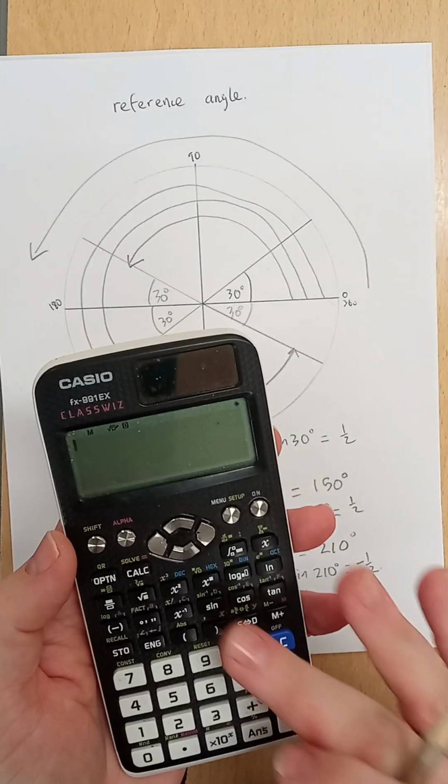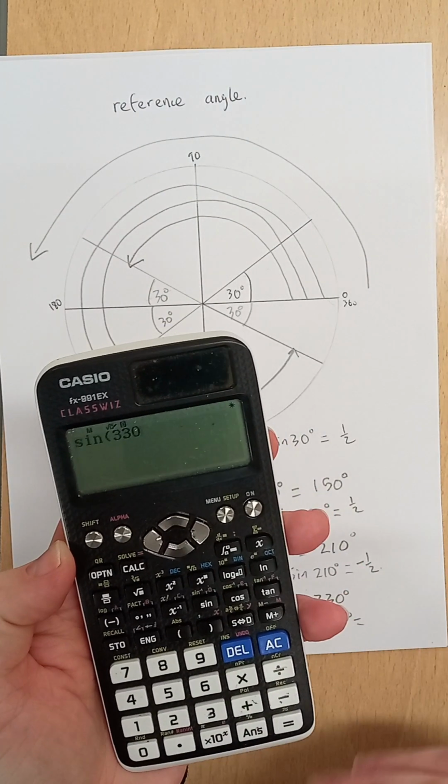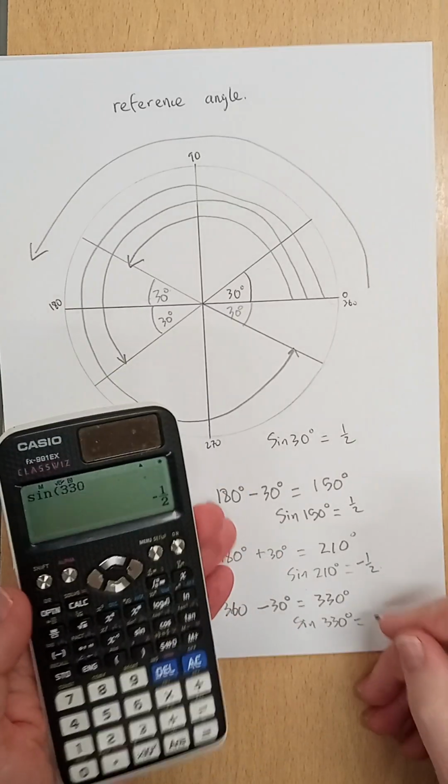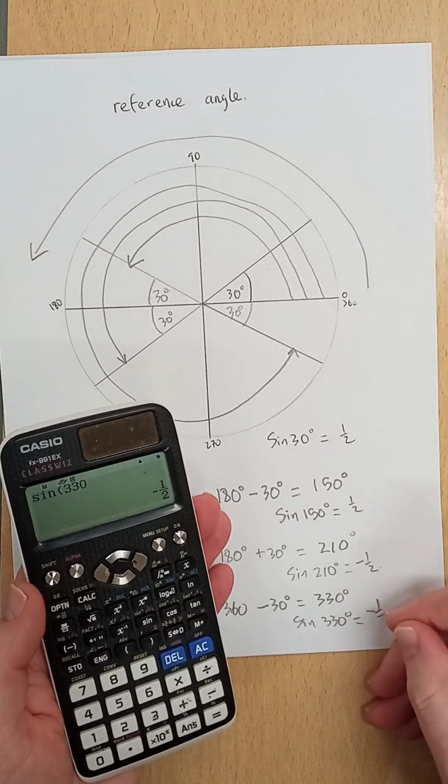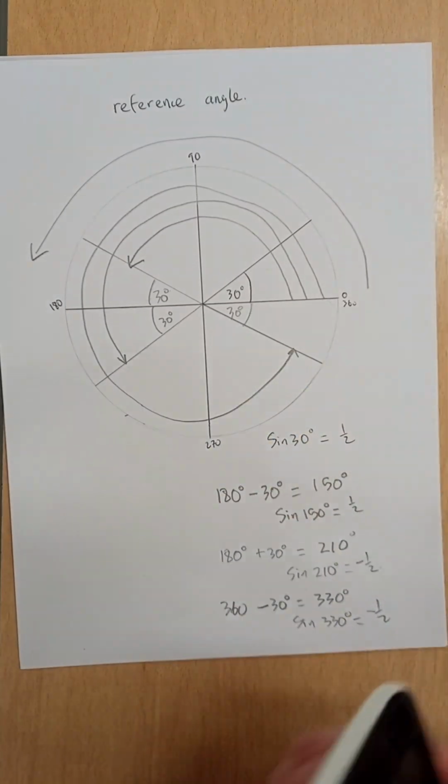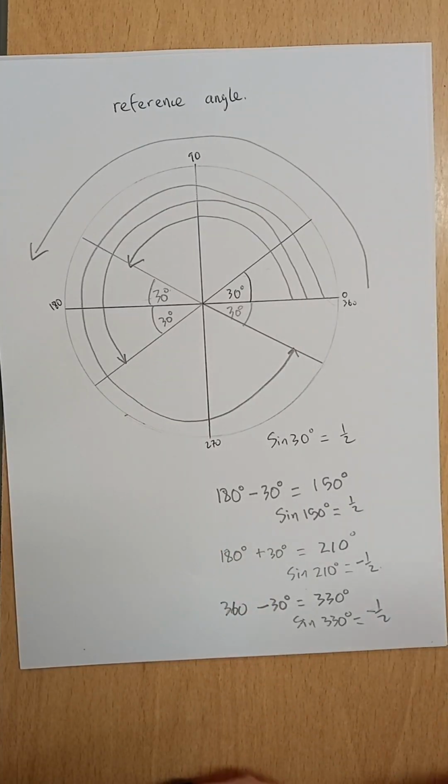And I wonder, is it positive or negative? First of all, I wonder, is it a half? And it is a half, and it's negative. And that makes sense because sine is negative in the fourth quadrant. So that's how a reference angle works.